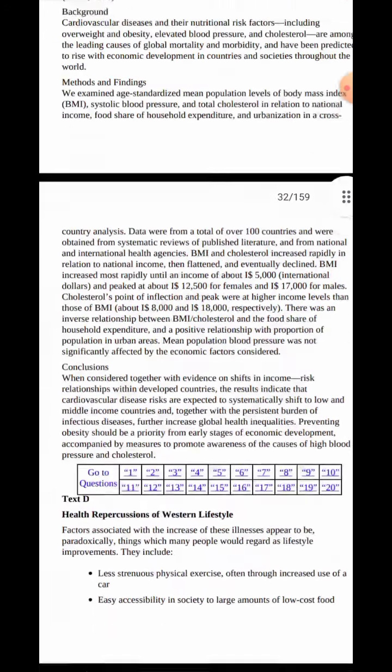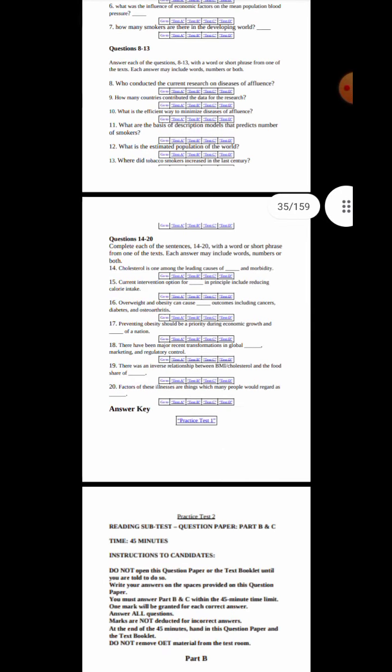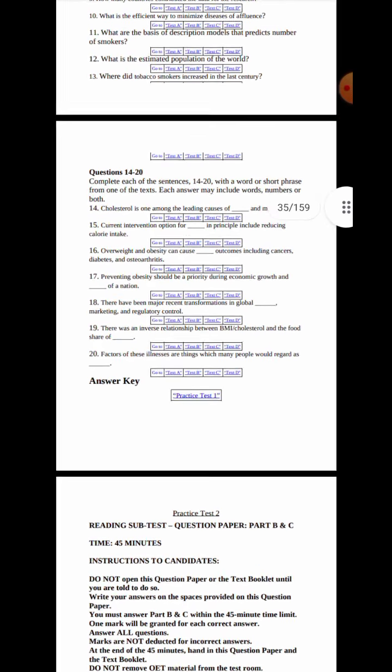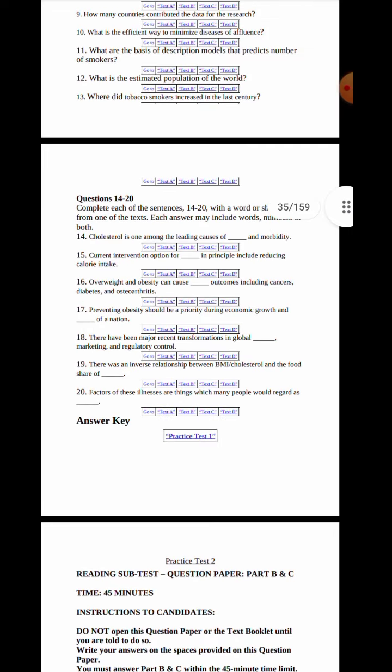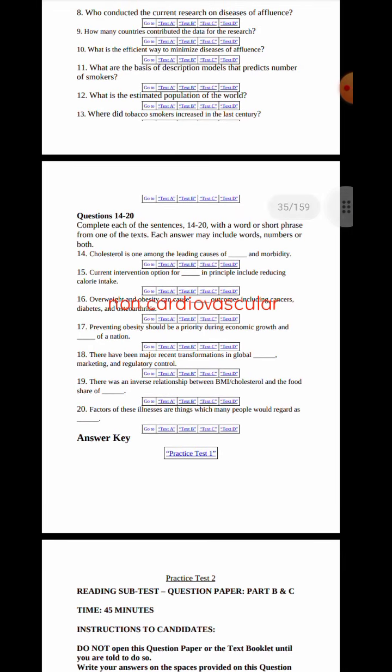So guys, that's it. What we're going to do again is scroll down and fill the answer in. The answer here is overweight and obesity can cause non-cardiovascular outcomes. So in the dash, you put non-cardiovascular. Okay, that's the answer.